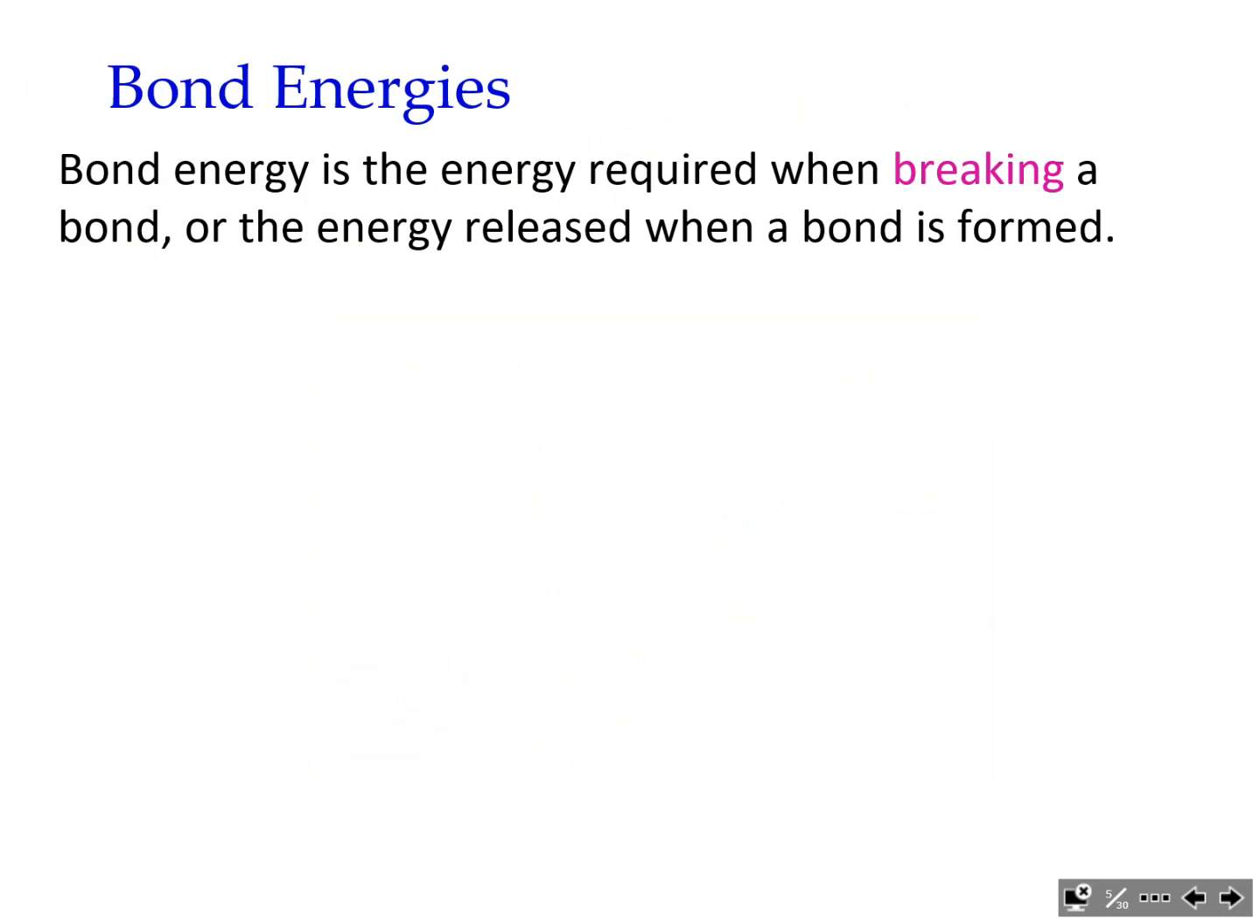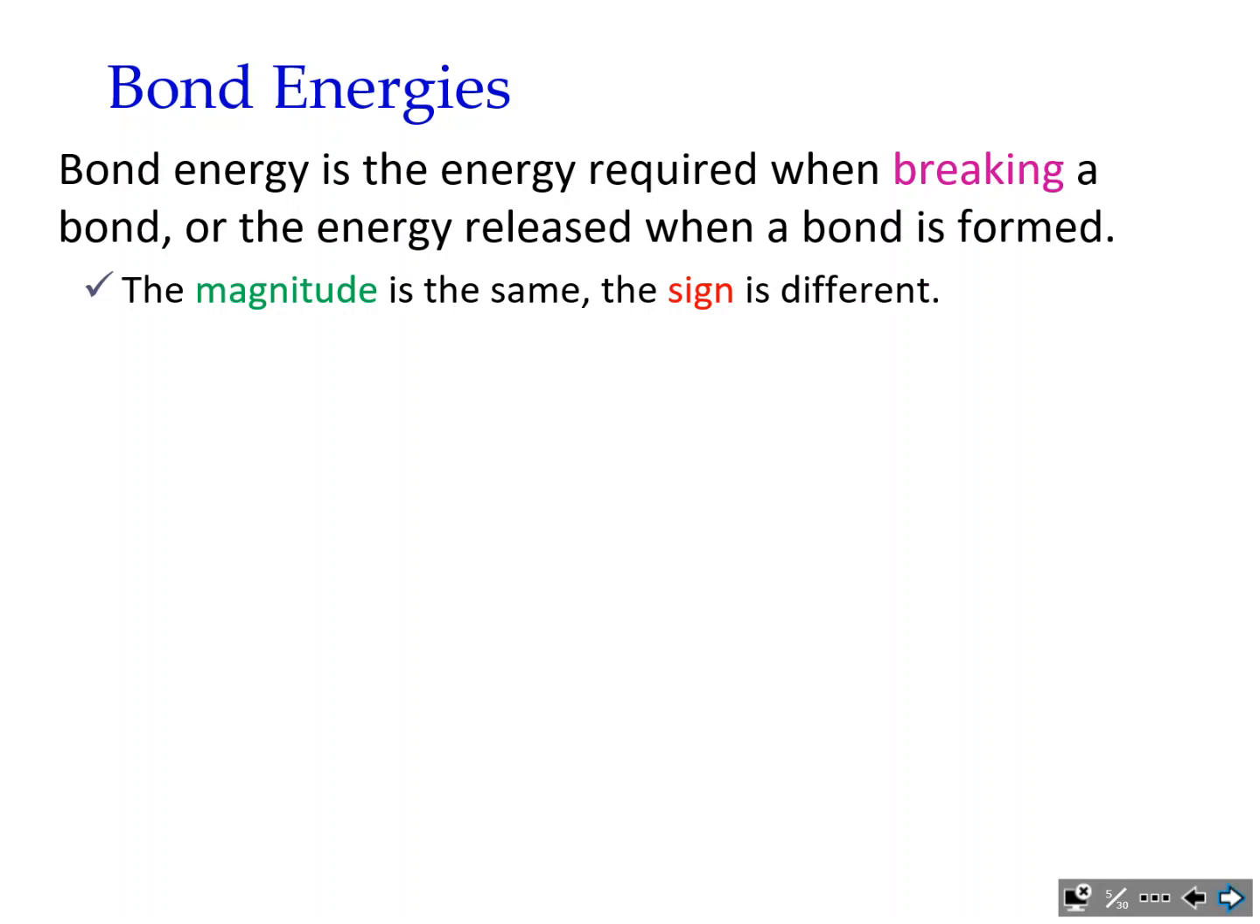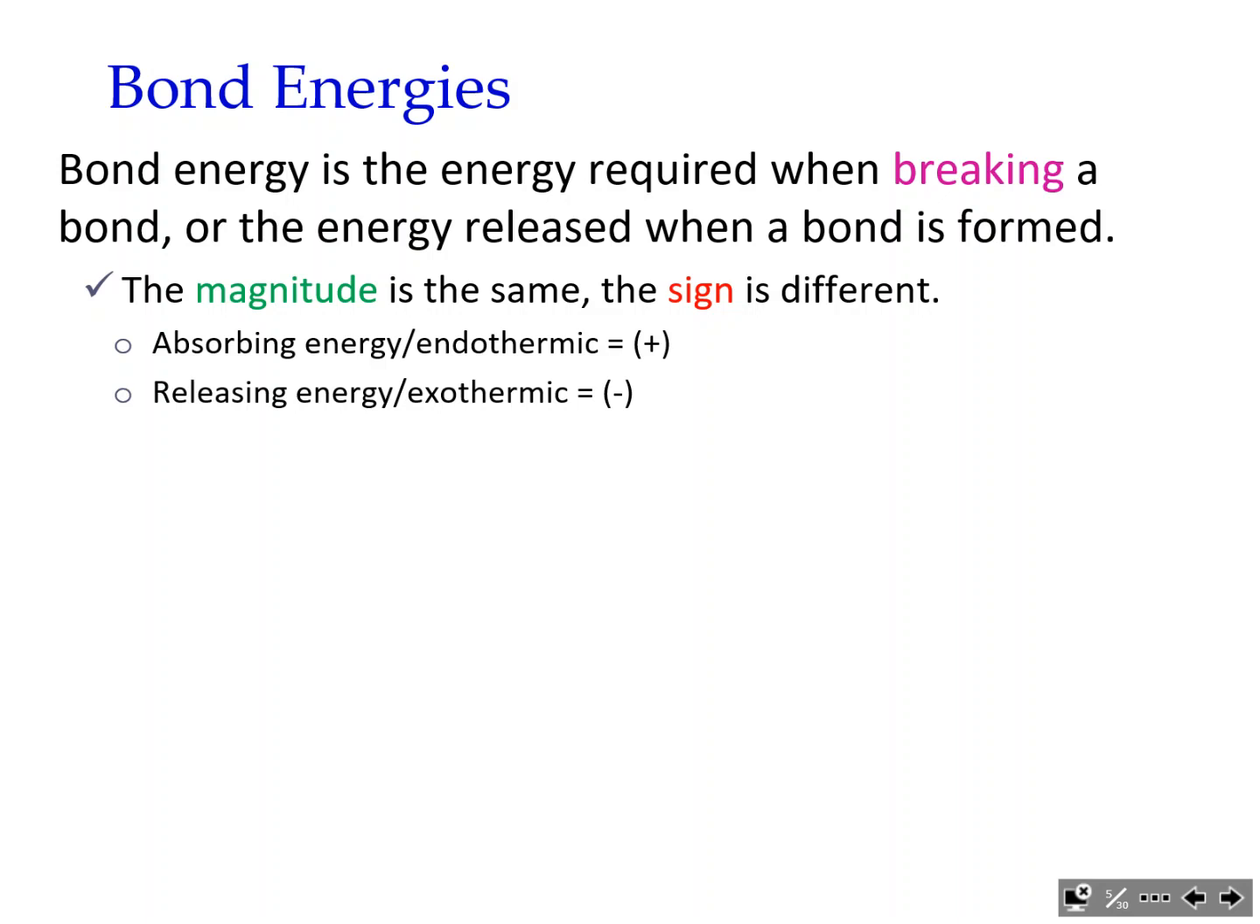Okay. Bond energy is the energy required when breaking the bond. It's also the same magnitude of the energy released when forming the bond. The magnitude is the same, the sign is different. Remember, the sign's just telling you it's leaving the system. If forming is warming and your energy is being released, that's exothermic. And if it's positive, the energy is being absorbed, like say to break the bond, that is going to be endothermic.